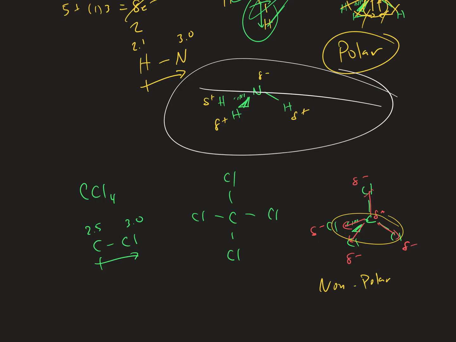If it's non-symmetrical, it's going to be more like this. You can draw the line test. It is polar. So here's something that might help. If your central atom has a lone pair of electrons, it's going to make it non-symmetrical. Therefore, if it has a lone pair of electrons, it's always going to be polar.